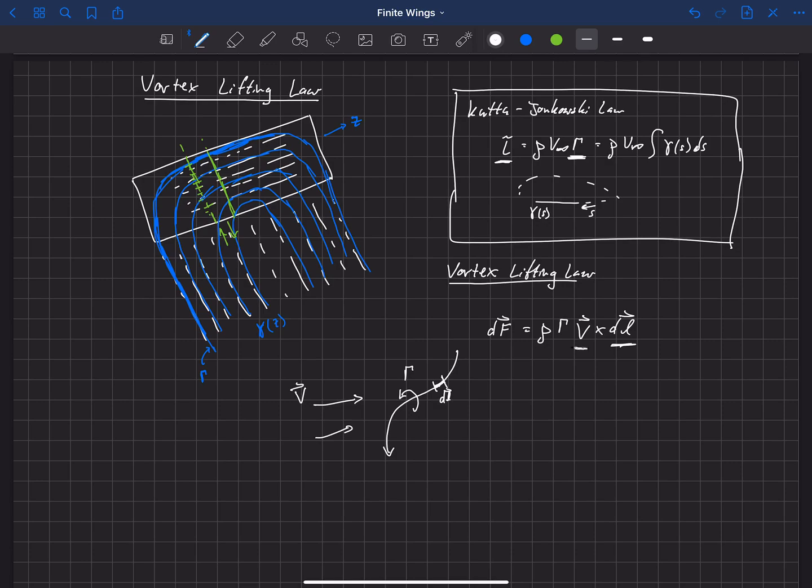That's our velocity that is meeting up with this vortex here. And if we multiply that by the density rho times gamma, which is the strength of that vortex, it will produce a differential force, dF, in the direction that is perpendicular to both v and dl. Okay, so this is called the Vortex Lifting Law, and it's basically the 3D analog to the Kutta-Joukowski Law that we're familiar with. So there are two things that we learned from this.